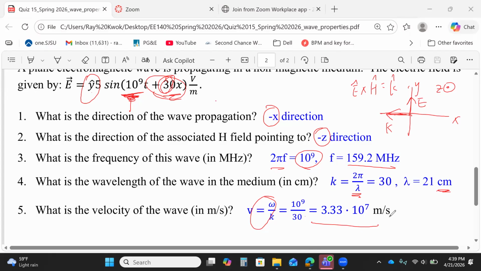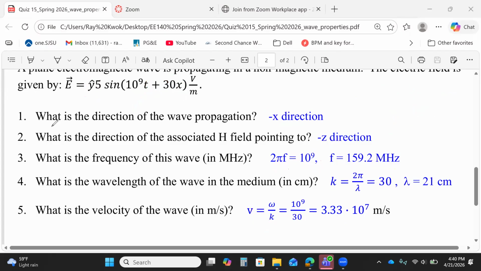Right? These are the very basic things you should master, at least not have to worry about. Right? And everything is built on this. Any questions? The follow-up question was the dielectric constant of this medium.